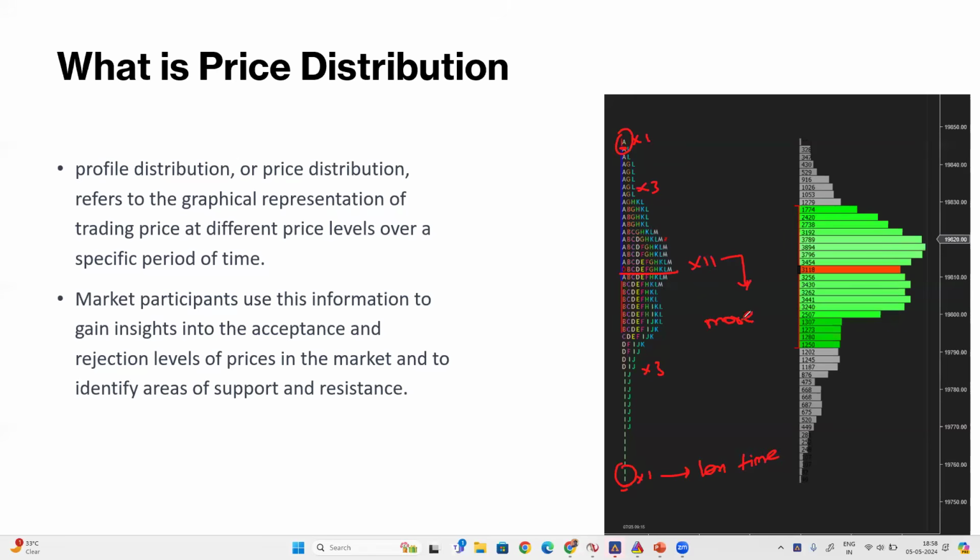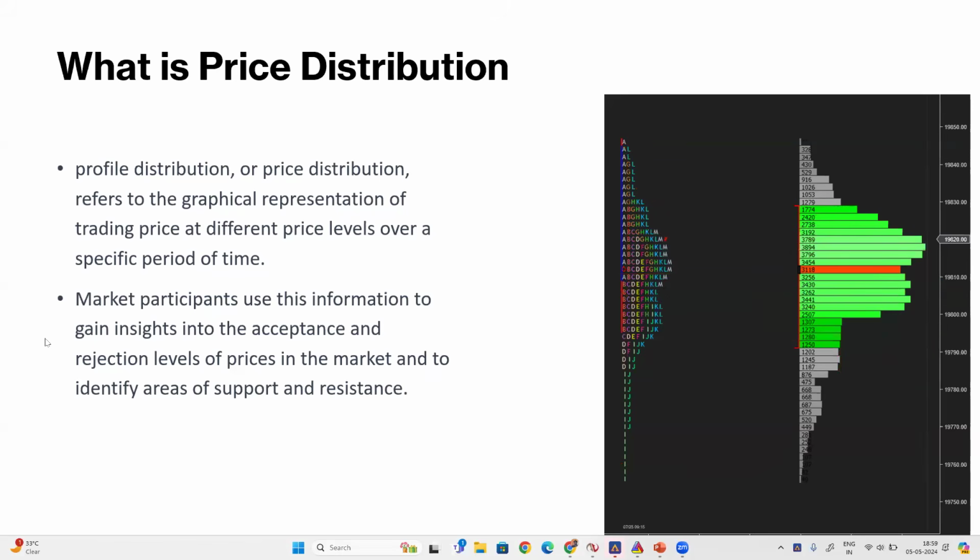More time at times also results in more volume. More time means more business, more buyers and sellers are coming and collaborating. That also results in more volume. Not necessarily on a daily basis, but majority of the time, at the location where price is spending more time, there you'll see more volume. Business also happens majority of the time, right? That is what we'll be able to understand from the market profile.